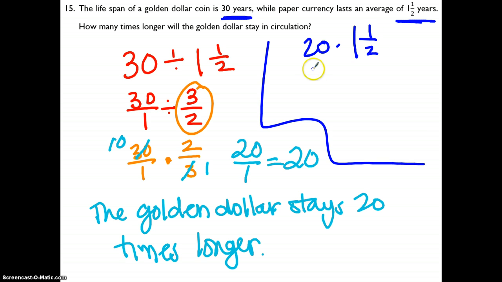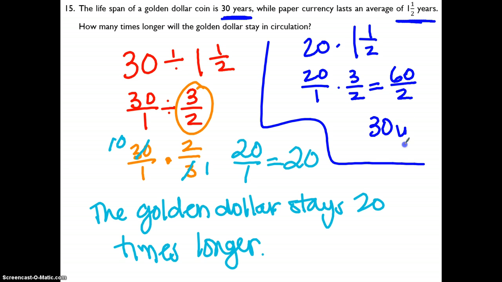you should get 30. So let's try it. So 20 over 1 times 3 over 2, which gives me 60 over 2, which gives me 30 years. That's how I check my work.